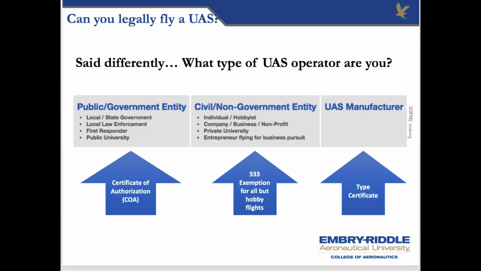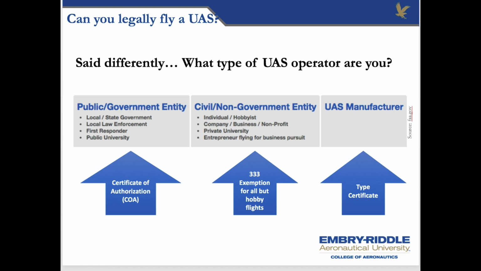So can you legally fly a UAS? Let's discuss that for a minute. One of the first questions you should ask yourself is, can you legally fly an SUA? And really, I state that a little bit differently. The real question is, what type of UAS operator are you? You can be a public or government entity, which includes state governments, law enforcement, universities, first responders, etc. Or you can be a non-government entity or a civil user. And sometimes we'll talk about commercial for business and profit.